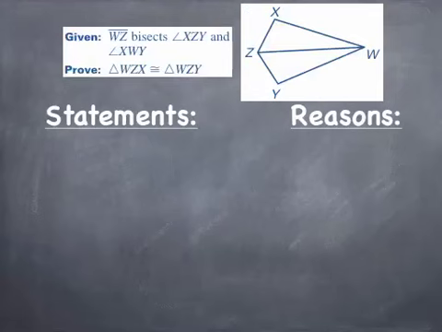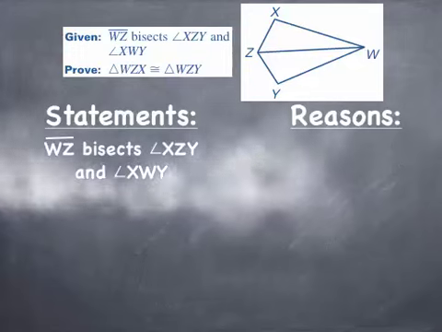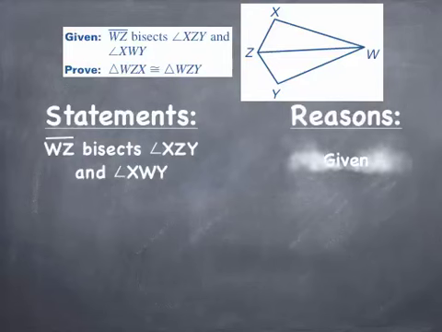The next example, we are given that WZ bisects angle XZY and angle XWY. We're asked to prove again that the two triangles are congruent. Always start with what you're given, so I'm going to put that WZ bisects the two angles because the reason is that it was given.